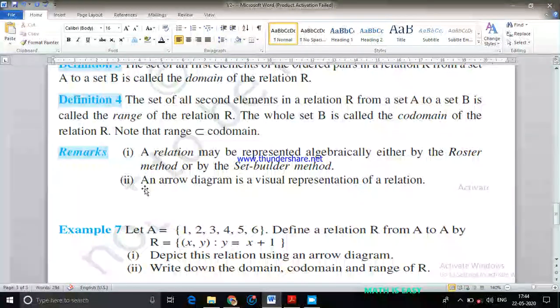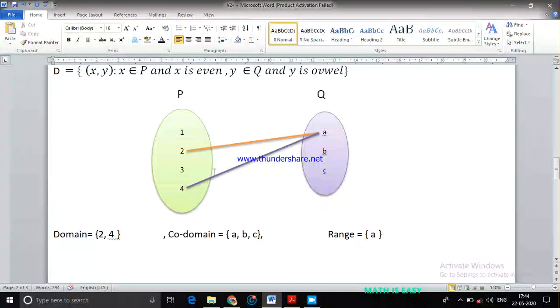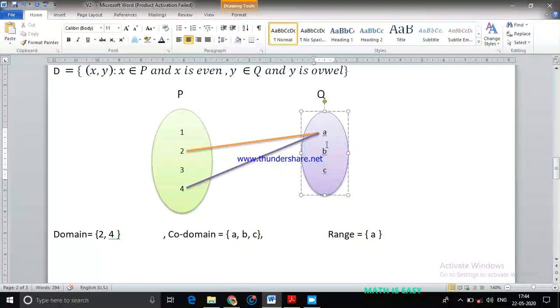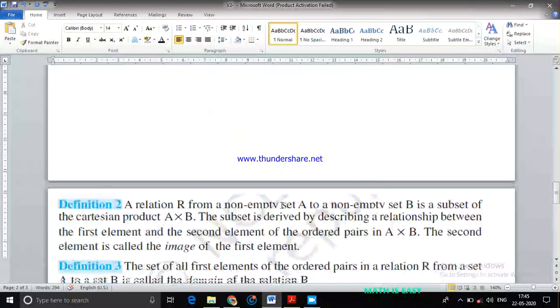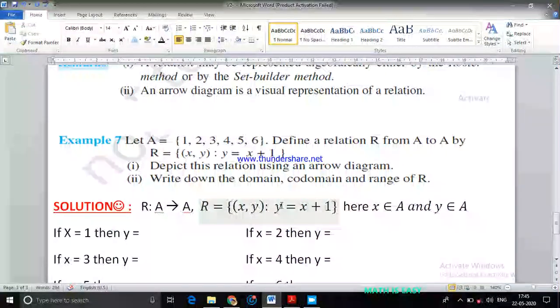The second point is that an arrow diagram is a visual representation of a relation. These are the arrow diagrams. This is the visualization of a relation. Now let's take one example.